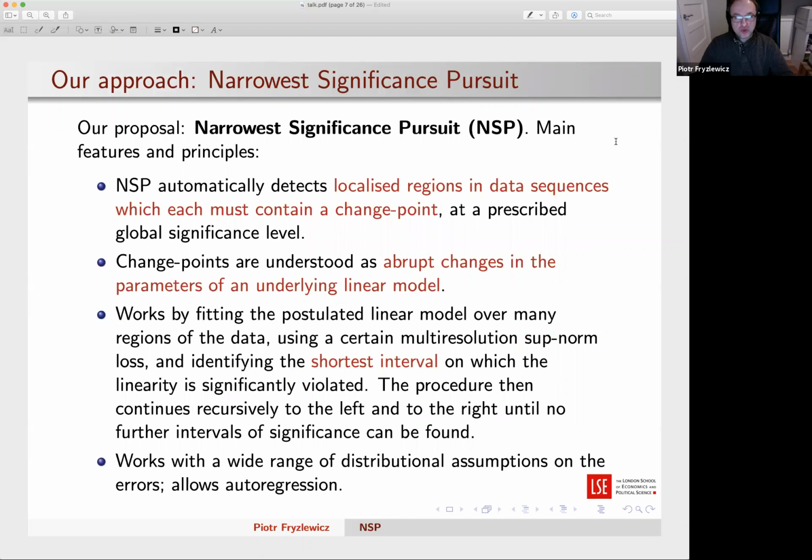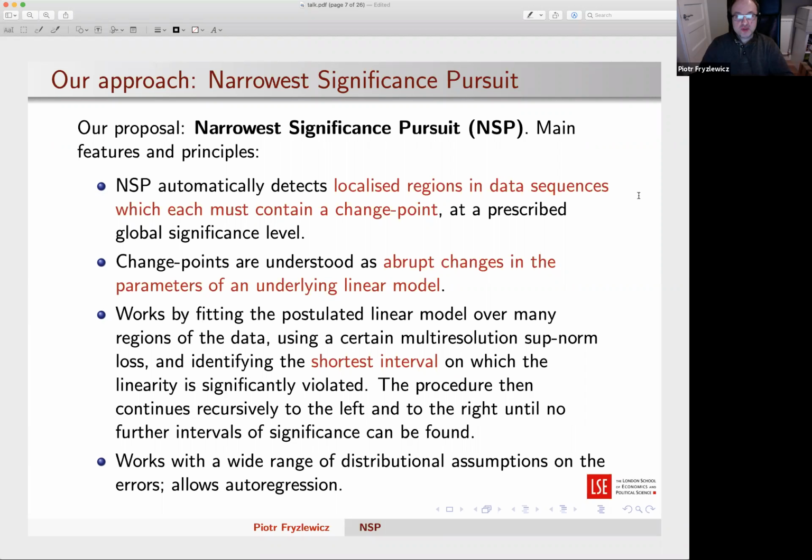Okay, very good. So what do we propose? We propose this slightly different way of looking at the change point inference. And this leads to this algorithm called Narrowest Significance Pursuit. What does it do? So the output from the algorithm is localized regions in data sequences, each of which must contain a change point at a certain global significance level. So for example, we'll be 90% sure that there must be at least a change point in each of my regions. And I'll demonstrate an example very soon.